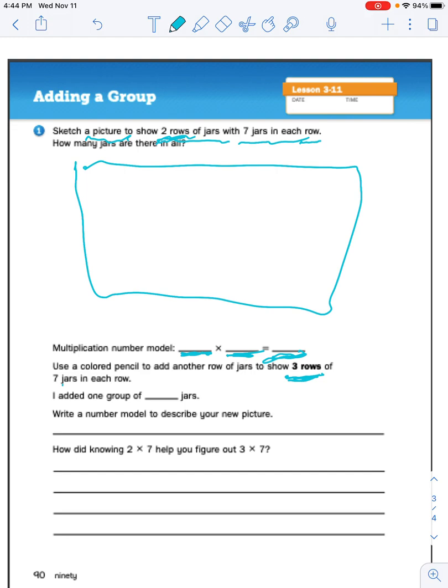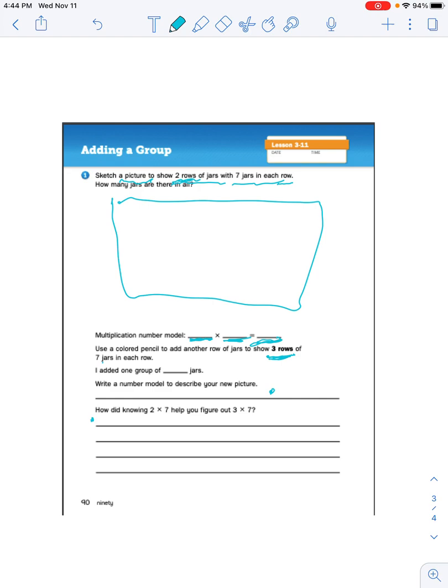It says, I added one group of blank jars, so how many were in that group, and then you're going to write your new number model to describe your new picture. So what is the new multiplication sentence? That's what it's asking right here. Then answer for me, how did knowing 2 times 7 help you figure out 3 times 7? So think about what we just talked about with the helper fact. How does it help you? Okay, write at least one complete sentence right here. Okay, then you're going to turn that in. You're going to do math workshop today, and then you'll be done with math.